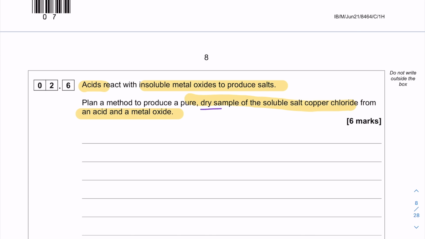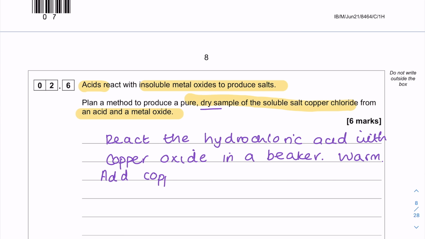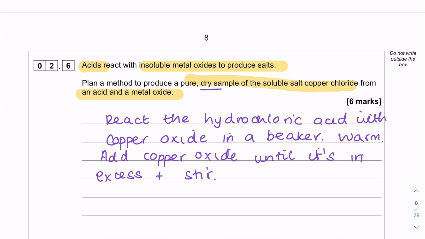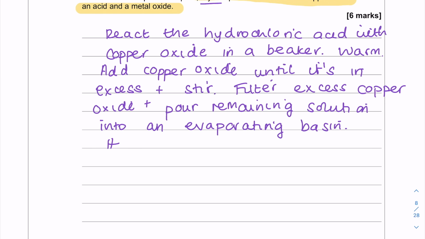So the first thing we need to do is react the hydrochloric acid with copper oxide. Let's use a suitable container, such as a beaker. You could warm it to make that happen faster. We need to add the solid copper oxide until it's in excess and stir the solution. Because we have that unreacted copper oxide solid left, you want to filter that off and pour the remaining solution into an evaporating basin. Heat gently.